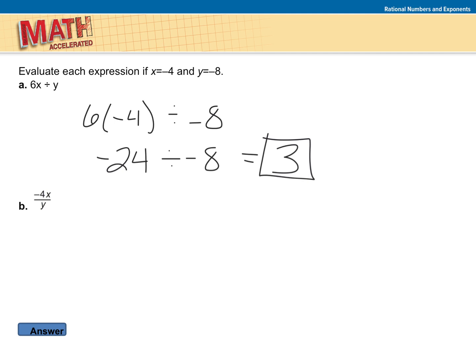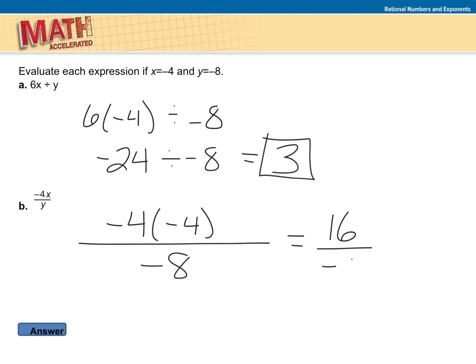Now, what's happening with this one? What's happening between -4 and x? They're multiplying because they're right next to each other. So, what does x equal again? -4. What does this big bar mean? Division. What's y equal? -8. -4 times -4 is 16. Positive 16 divided by -8, which is 2. Positive or negative? -2. Yep.